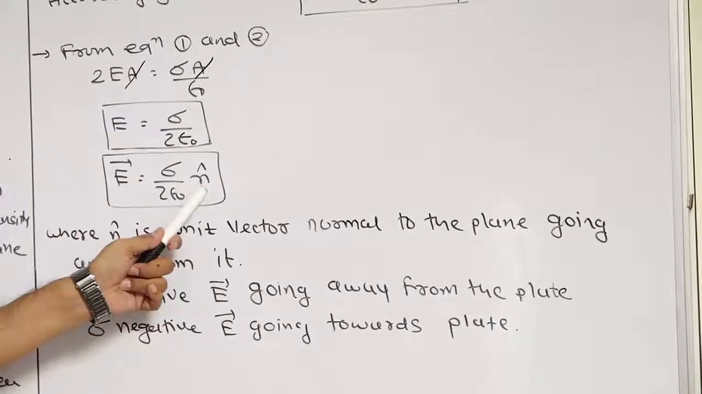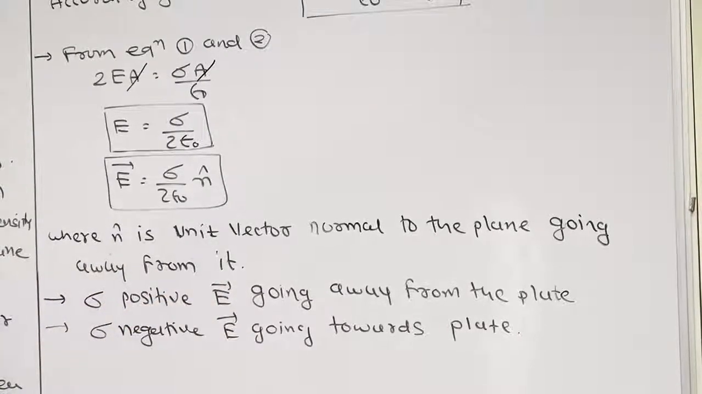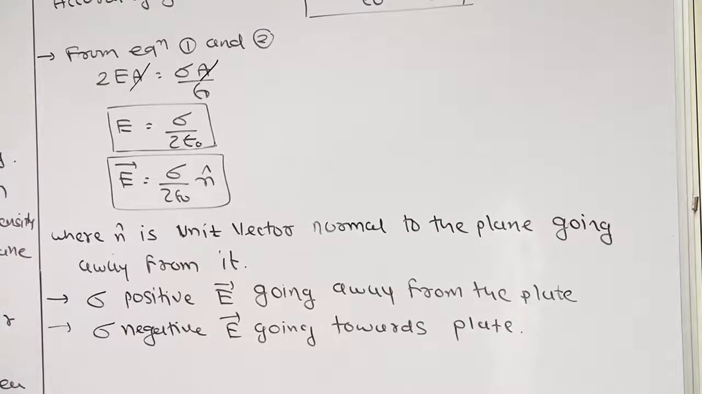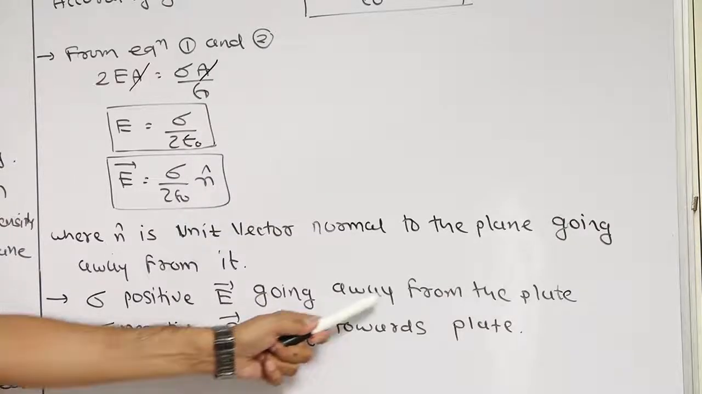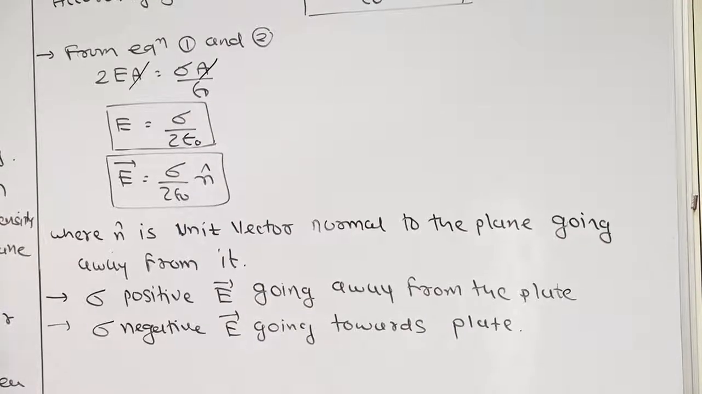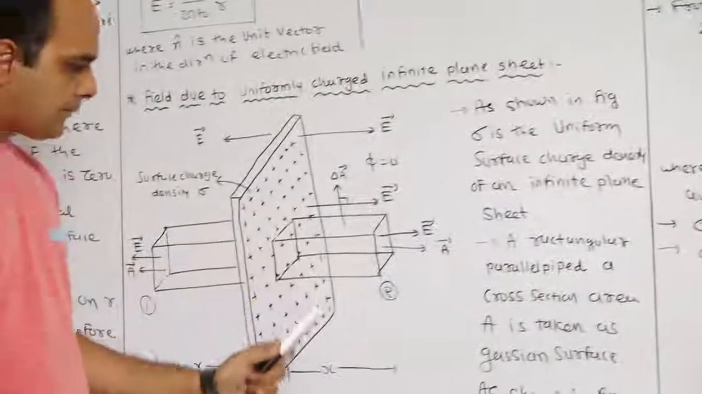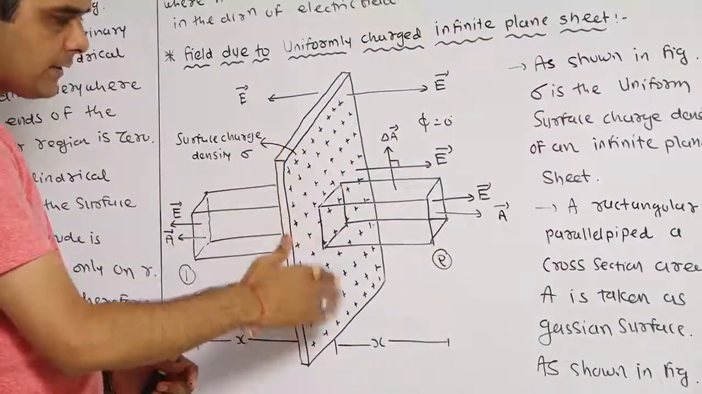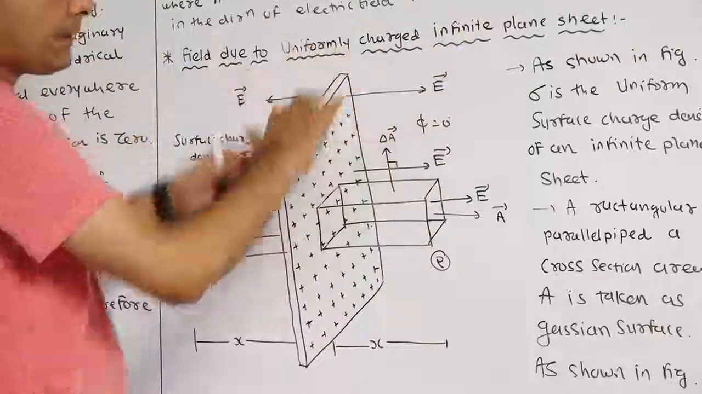Now the vector form. That is E is equal to sigma by 2 epsilon 0 into n cap, where n cap is a unit vector normal to the plane going away from it. Or you can also say that n cap is a unit vector in the direction of the electric field E. So if sigma is positive, E is going away from the plate. But if sigma is negative, E is going towards the plate. Right now in this theory, sigma is positive, therefore E is going away from the plate.